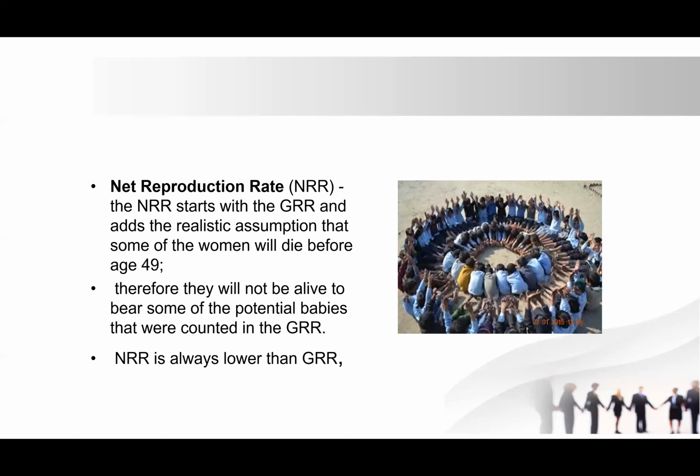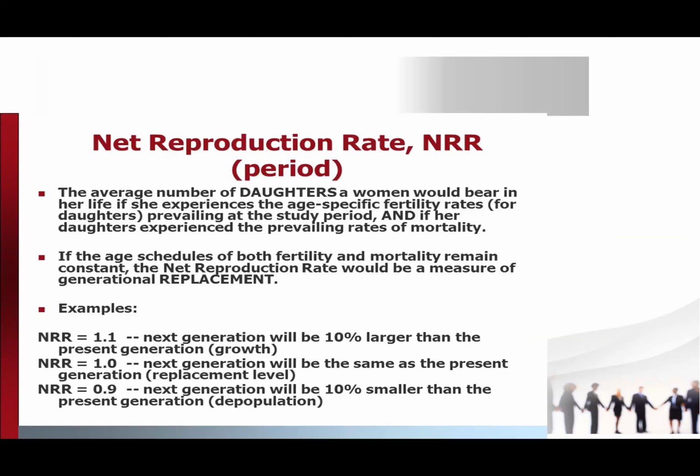Net reproductive rate. The net reproductive rate starts with the gross reproductive rate and adds the realistic assumption that some of the women will die before age 49. Therefore, they will not be alive to bear some of the potential babies that were counted in the gross reproductive rate. Net reproductive rate is always lower than gross reproductive rate.